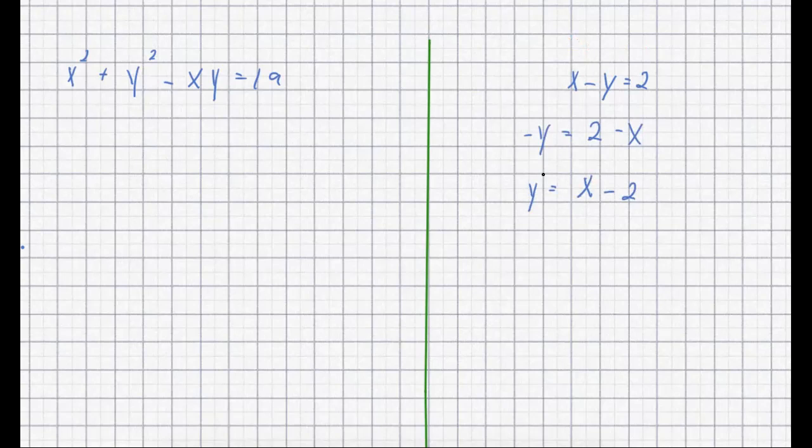So now you have y, and now you just plug this y here. So you take x squared plus (x minus 2) squared minus x(x minus 2) equals 19. And this is an equation you know how to solve. And then you solve that.